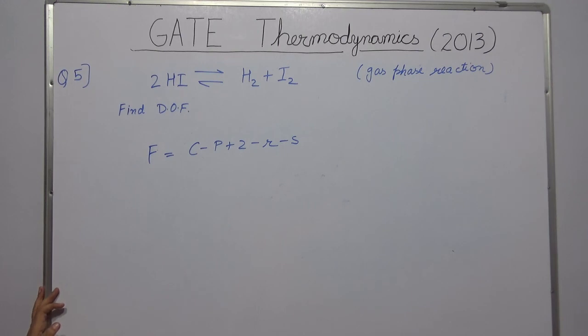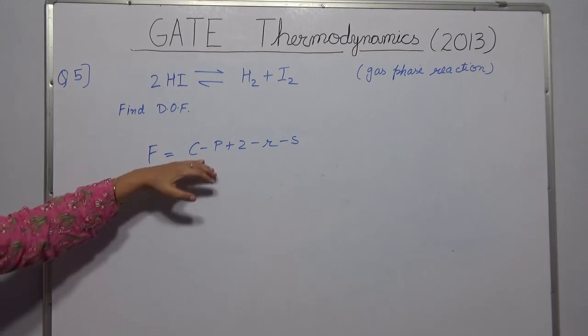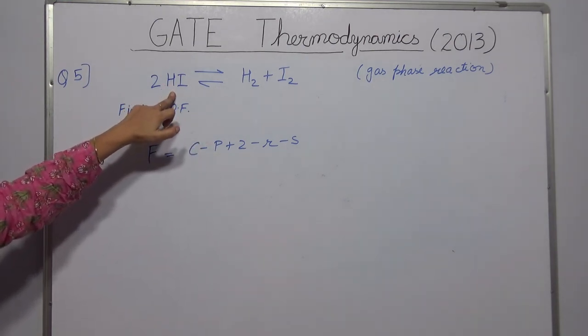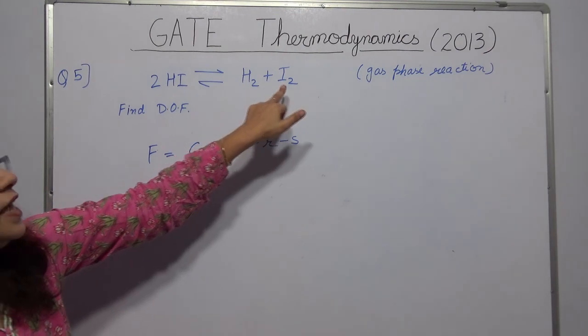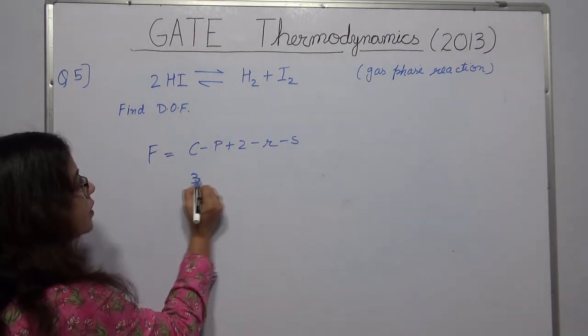Okay. Now let's go through this. F is degree of freedom. C is the number of components. How many number of components do you have? HI is 1, H2 is second, I2 is third. So you have 3 components.